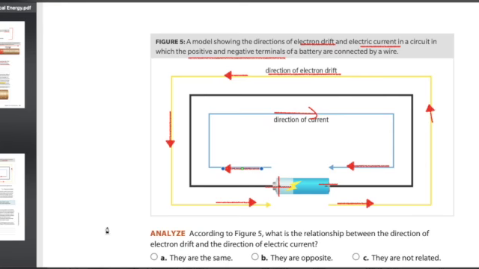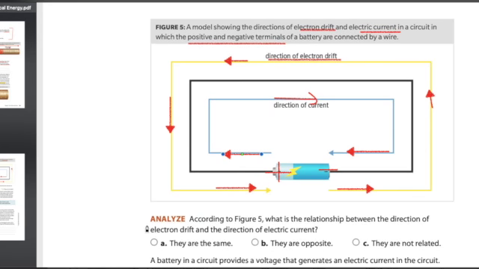So let's look at the next section where it says analyze. According to figure 5, what is the relationship between the direction of electron drift and the direction of electric current? A, they're the same. B, they're opposite. C, they're not related. You can answer this question in the Google form. There's a link to it on Google Classroom.